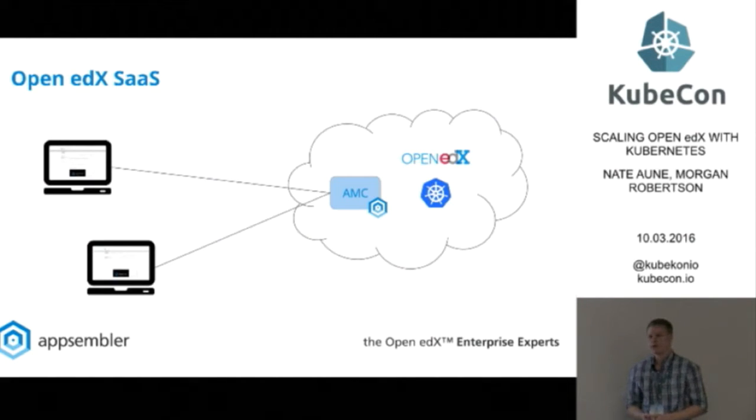So right now, Appsembler as a company is growing, and we're taking on a lot of new customers. As I said before, our traditional way of deploying OpenEdX doesn't scale, and it's just not feasible anymore. So our vision is basically this. We want to have a multi-tenant deployment of OpenEdX that's running on Kubernetes, which will allow us to scale, push new features more frequently and with greater confidence, and result in a more efficient use of resources and ultimately lower cost.